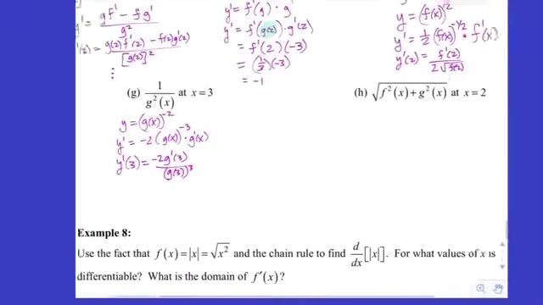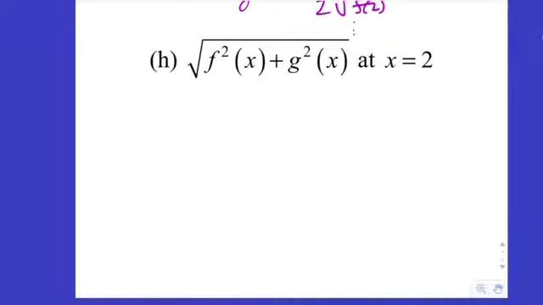All right, now the last one, I'm going to give you a minute or so to do that one on your own, because this one's kind of fun, and I don't want to steal it from y'all. So go ahead.